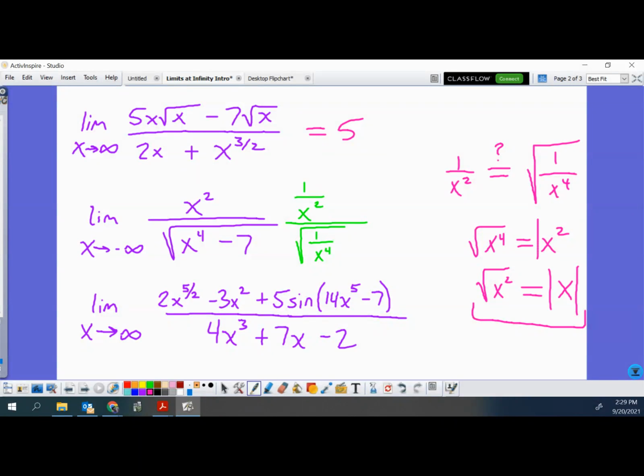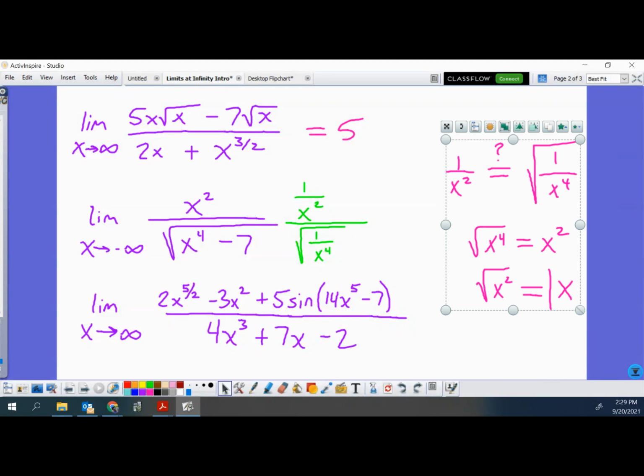You don't really need the absolute values on the x squared though, because x squared is going to be positive anyway, as long as x is a real number. And again, I keep saying real numbers. We're only talking about real numbers here. So yes, it is true that these two things, this numerator and denominator, for our purposes are equal to each other. So we're going to go ahead and use that.